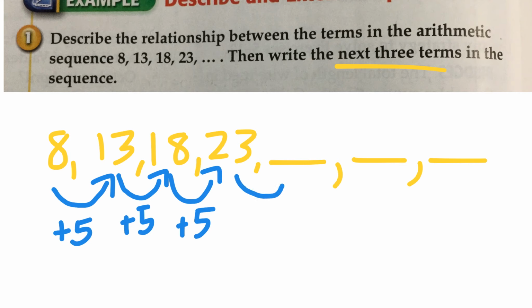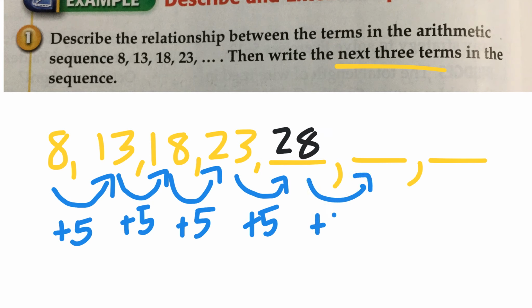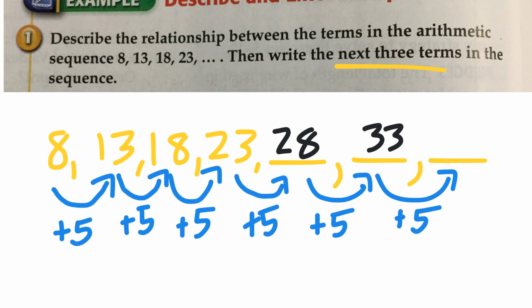So to get from 23 to the next one, I'm going to add 5. So 23 plus 5 is 28. And then to get to the next number in the sequence, the next item, I'm going to add 5 to get 33. And then to find the seventh term, I'm going to add 5. And that gives me 38.